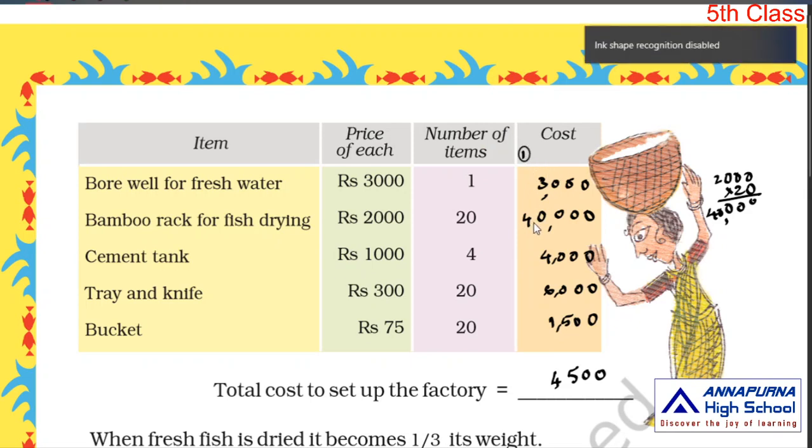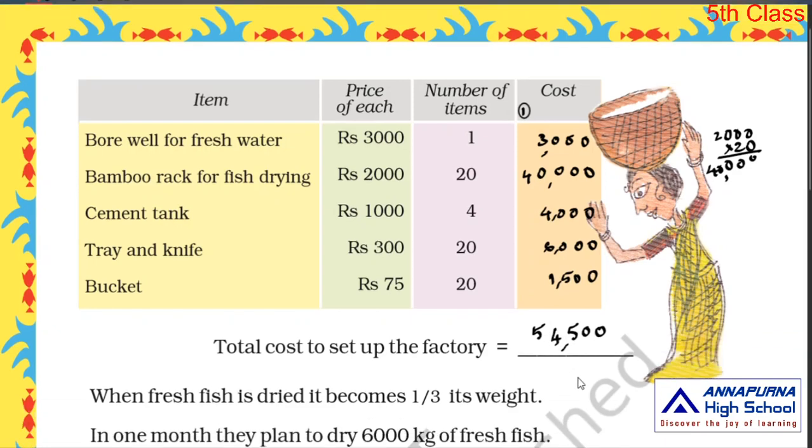Now 1 plus 4. Add the digits in thousands. 1 plus 4 is equal to 5. What is the total cost to set up the factory? So put commas according to our Indian system of numeration: 1s, 10s, 100s, comma, 1000, 10,000. Here this comma separates the ones period from the thousands period. Now which is equal to 54,500 rupees.